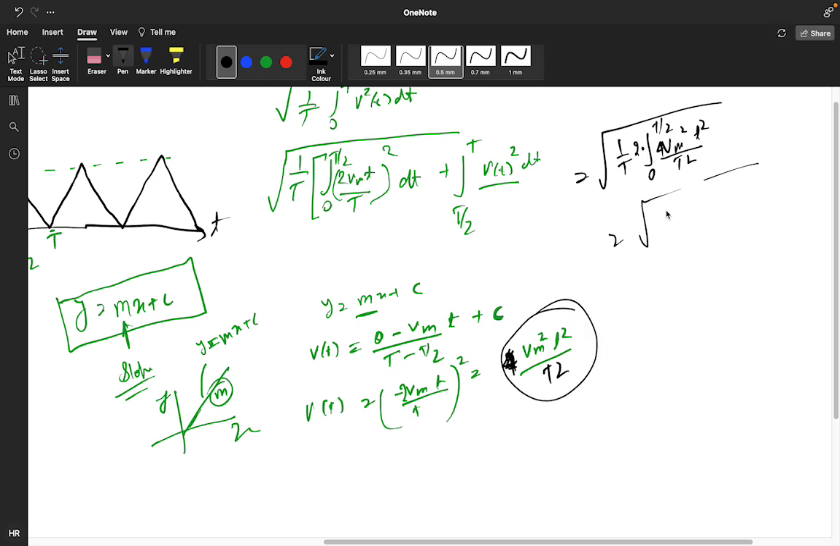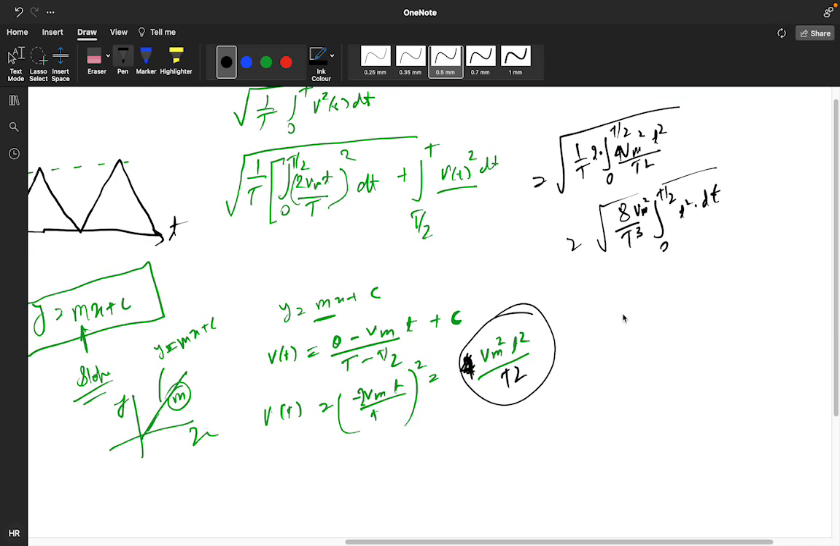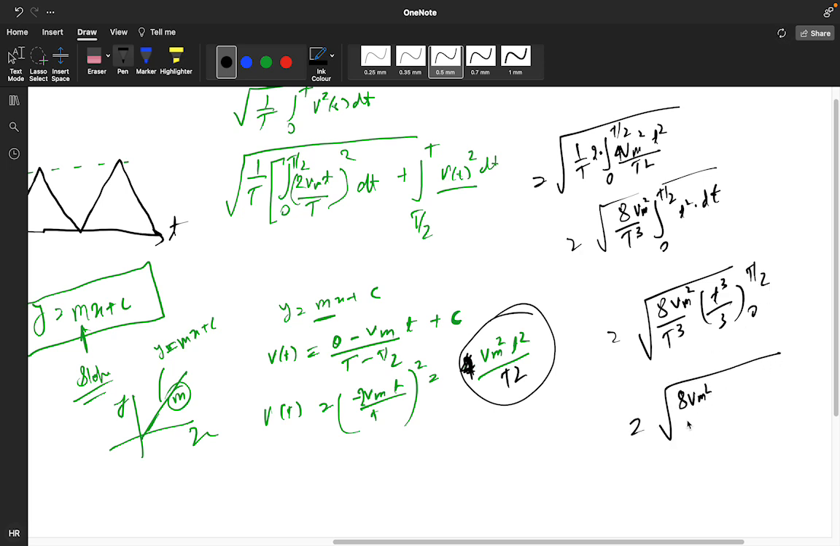Now you got the equation: root under 8 by T cube, integral 0 to T by 2, Vm square into t square into dt. Solve this integration. What will you get? Root under 8 by T cube Vm square, the integration of t square is t cube by 3, from 0 to T by 2. Put the value and get the result: 8 Vm square divided by T cube into T cube by 8 into 1 by 3.